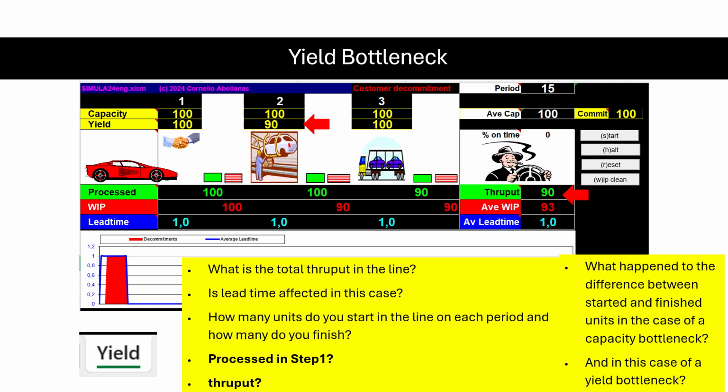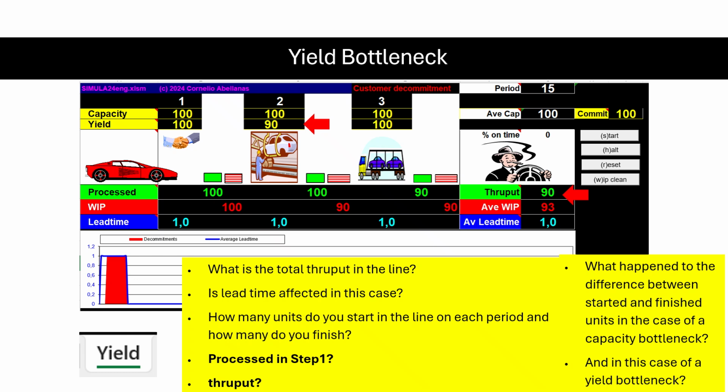Set up. Halt simulation. Reset. Clear WIP. Set step 2 yield to 90. Start simulation. Questions. What is the total throughput in the line? Is lead time affected in this case?